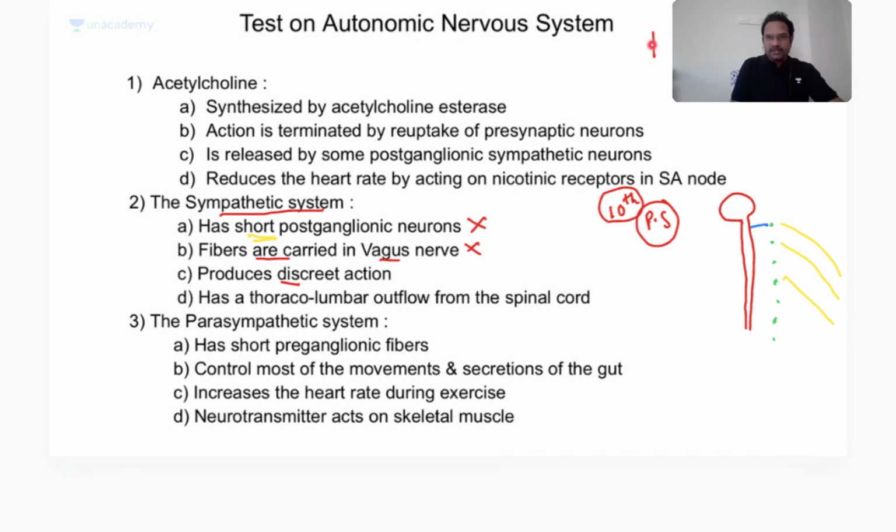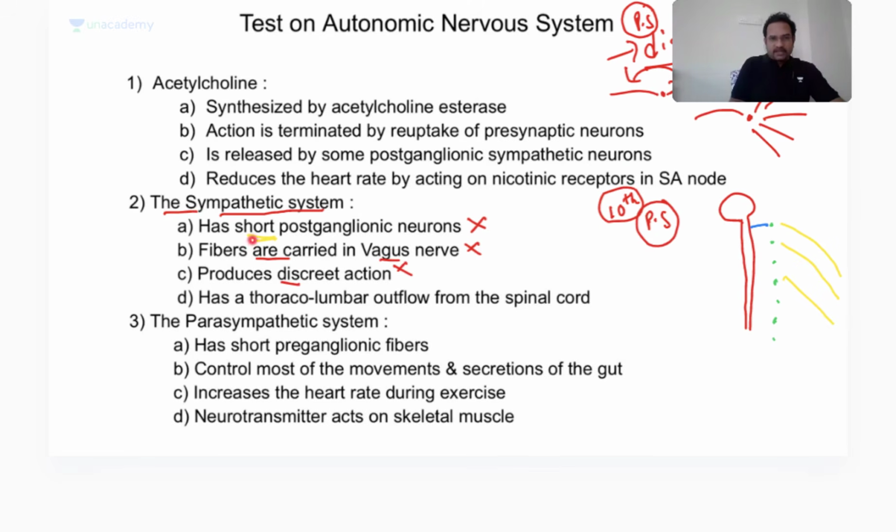Again, this is wrong. There are two different words, discrete and diffuse. Discrete means one preganglionic neuron mostly connects with one postganglionic neuron. So this one-to-one connection is known as discrete. Diffuse means one preganglionic neuron may connect with many postganglionic neurons. This is called the diffuse system. Now, the diffuse system is related to the sympathetic nervous system, whereas the discrete system is related to the parasympathetic nervous system. The question is about the sympathetic system, so this is also wrong.